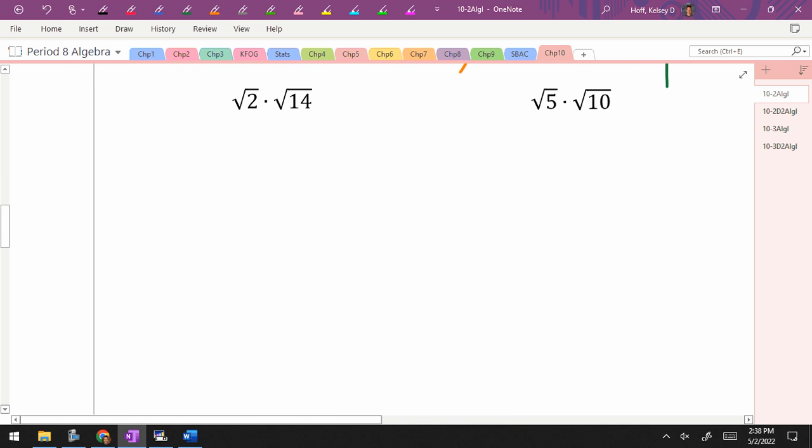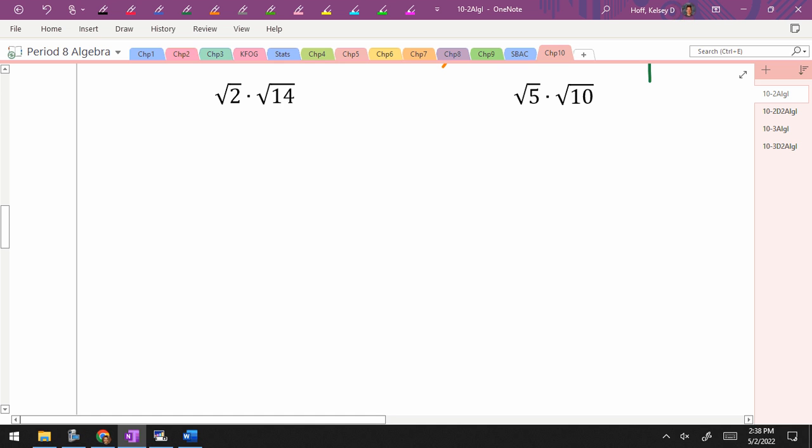Okay, what happens here? The square root of 2 times the square root of 14. Because they're both under the square root, I can actually multiply them together. What is 2 times 14? 28. Now to make sure that I can simplify this, I'm going to make a factor tree.